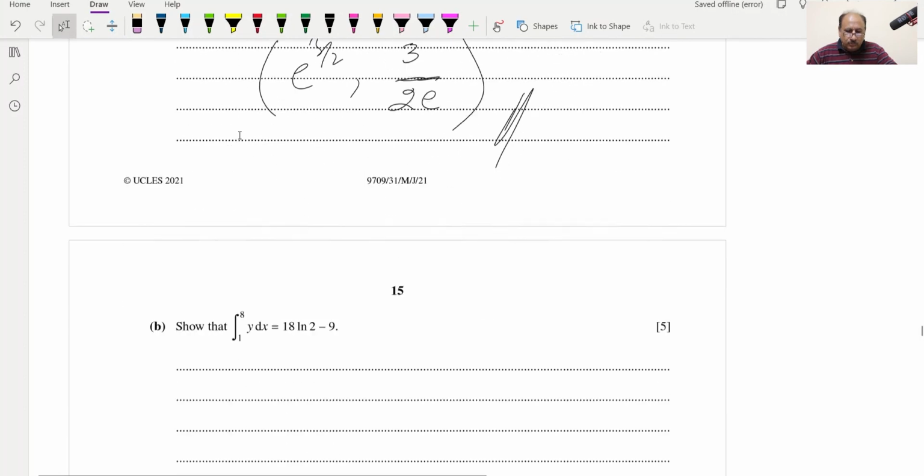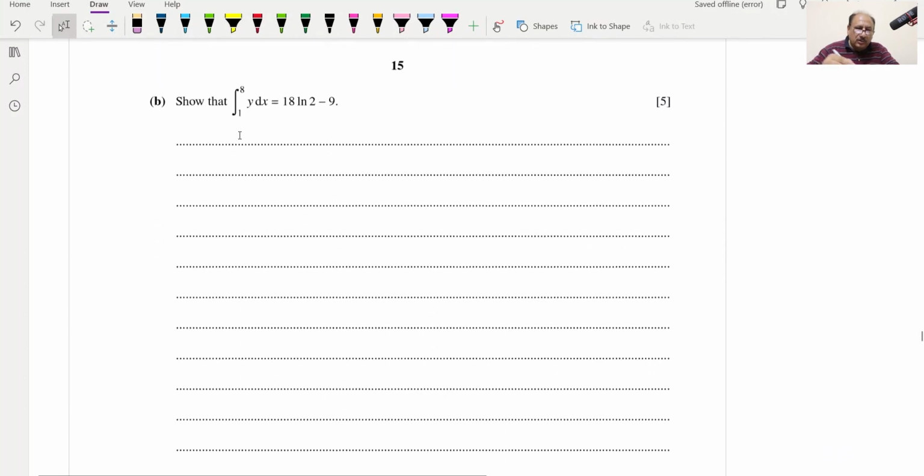Hopefully you understood this. Now for this one, show that the integral of y dx is equal to this. We can apply basically the formula: integral of u dv is equal to uv minus integral v du.